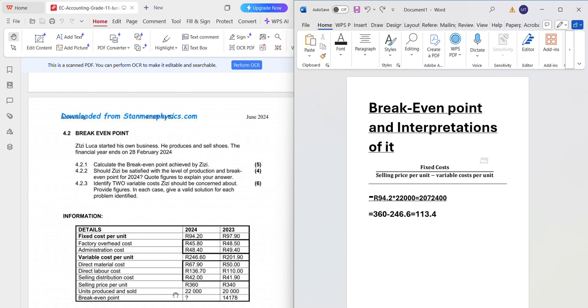price per unit, which is sitting at 360 rands. This is our selling price per unit, sorry. And we have our variable cost per unit sitting at 246.6. So the difference between 360 and 246.6 is 113.4. So to calculate our final answer, which is our break-even point, we have to take our total fixed cost divided by 113.4.